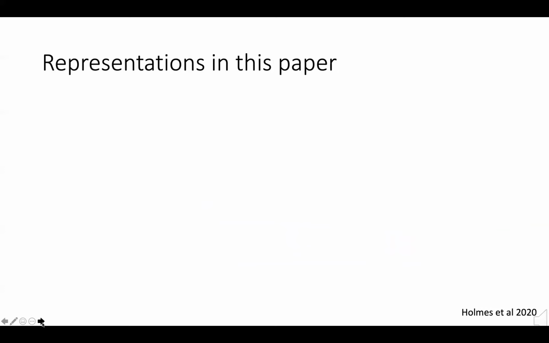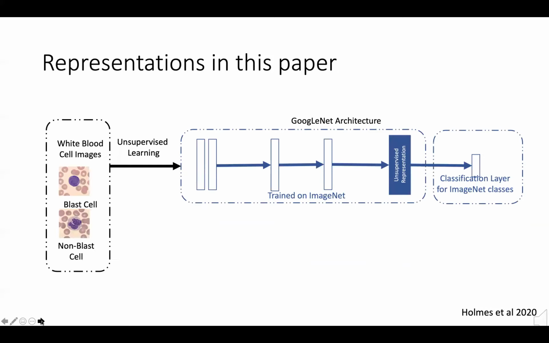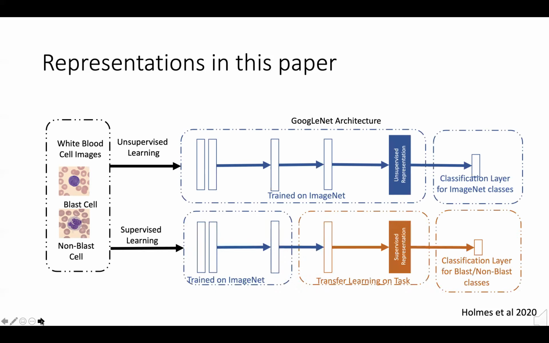So we use two representations in this talk. Here's the first one, the same one as before. This has not been trained on the task of cancer cell identification at all. It's only used to identify dogs and cats and other everyday objects in ImageNet. On the other hand, the supervised representation is the same network, but the last few layers are specifically tuned to identifying cancer and non-cancer cells. So this has special information about the task at hand. So these are our two representations, the unsupervised and the supervised.